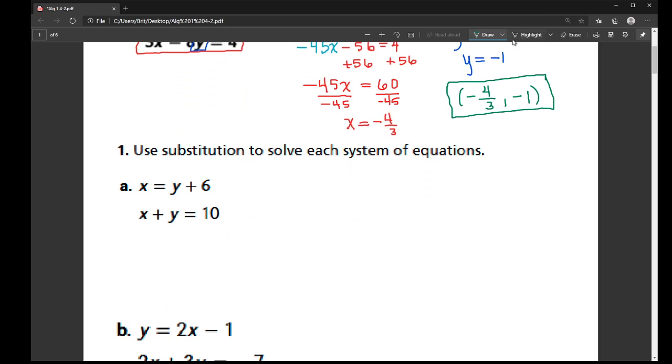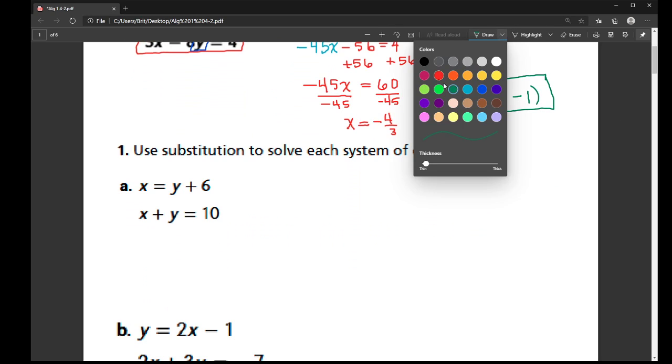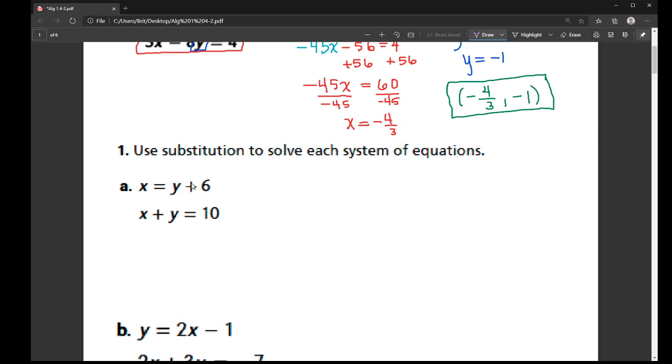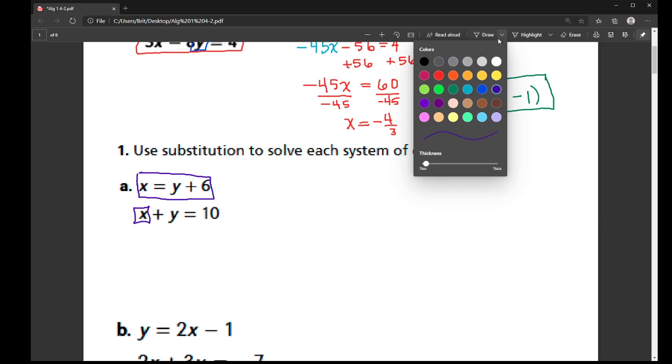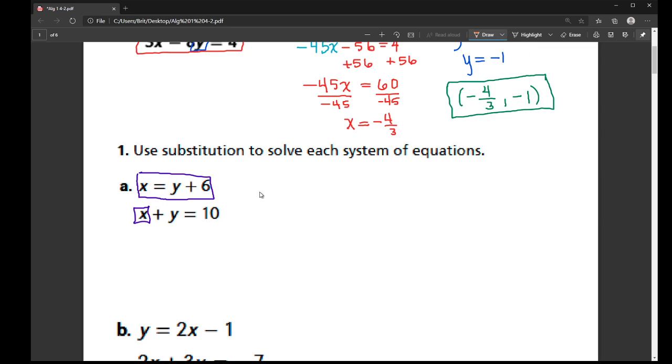Alright, let's go ahead and try another one. On this one, my blue equation says that x is equal to y plus 6. So where x is on the other equation, I'm going to replace it with y plus 6 right there. Here's my orange equation. I'm going to leave space where the x is, plus y is equal to 10.